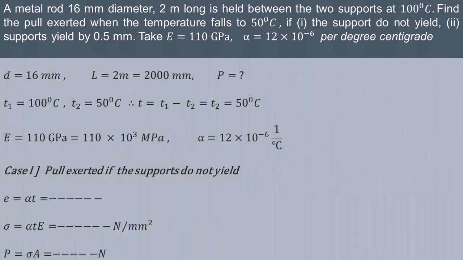Now diameter is given as 16 mm. So we can easily calculate the area, that is pi by 4 d square. Length is 2 meter, that is 2000 mm. Force we have to find out. Initial temperature is 100 degrees centigrade, final temperature is 50 degrees centigrade. So drop in temperature is T1 minus T2. So that will be equal to 50 degree centigrade.